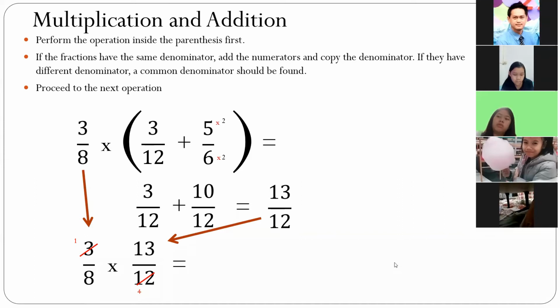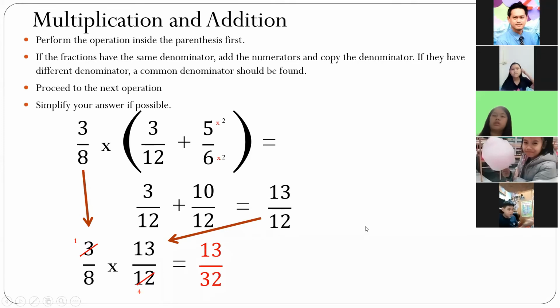13 over 32. Okay. If you can simplify the answer, you can simplify. Is this simplified already? Yes. Okay. Now, do you understand how to do it? Yes. Okay, so let's proceed with the practice.